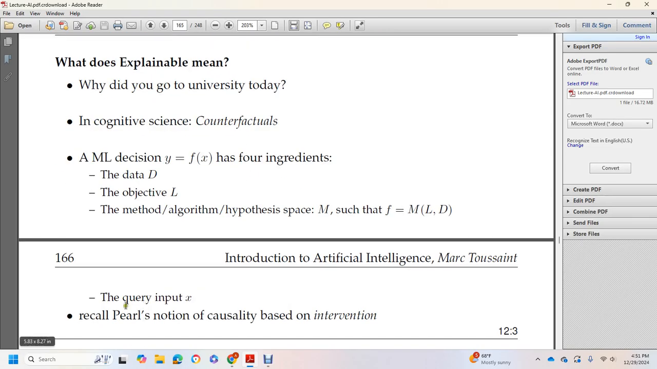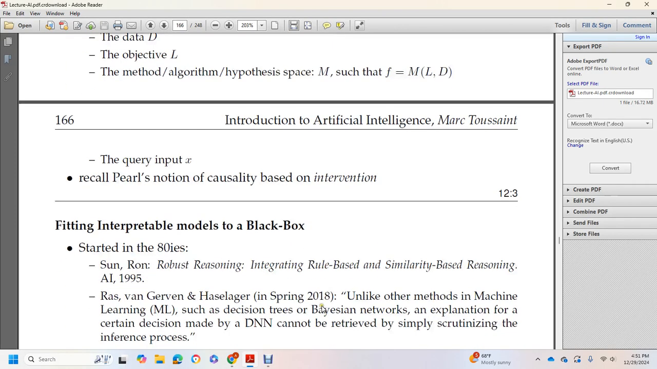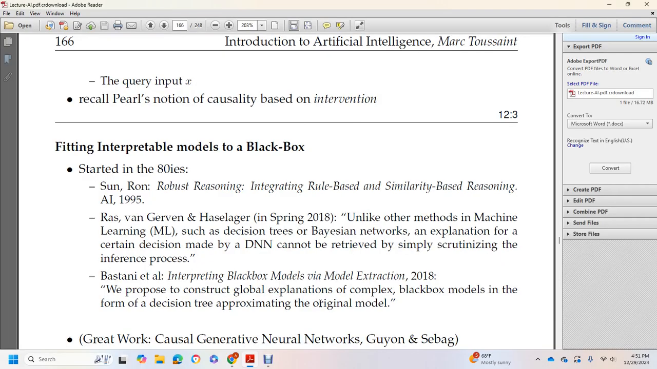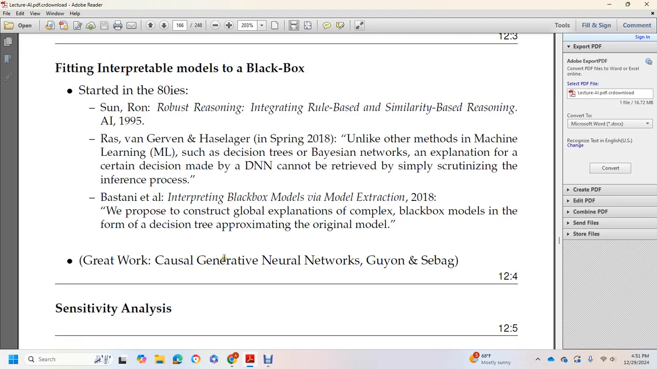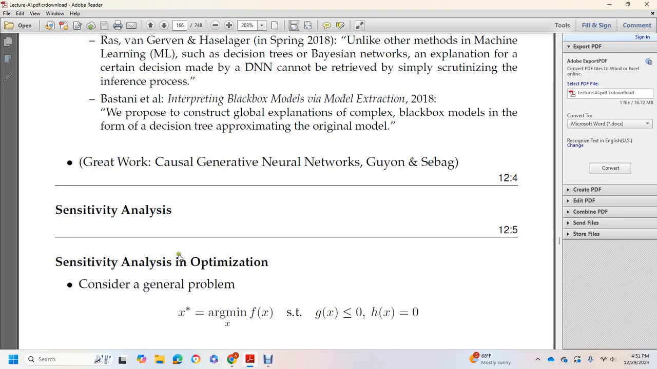The query input X, or the recall, operates over the cause, causally based on intervention. Finding interpretable models of black boxes. Starting in the 80s, robust reasoning, integrating rule-based and similarity-based reasoning. And then some other work: interpreting black box models by model extraction, 2008. Great work on causal generative neural networks, Goudet and Sebag.